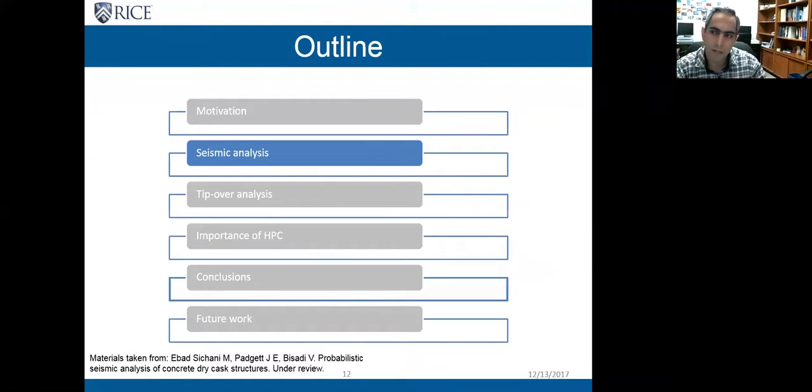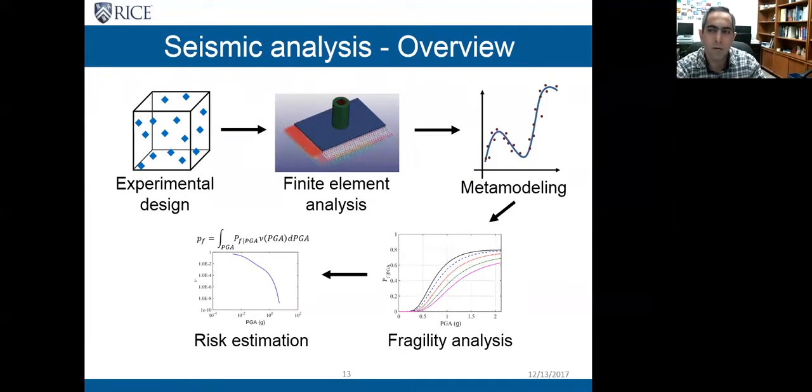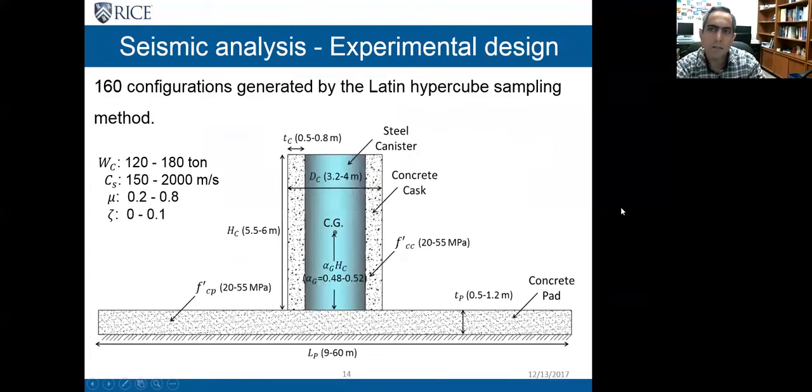Moving to the seismic analyses, this is my workflow. It has 5 major steps: experimental design, finite element modeling, metamodel development, fragility analysis, and at the end, risk estimation. Let's start with experimental design. By experimental design, I mean a process in which we design virtual experiments to study the problem at hand.